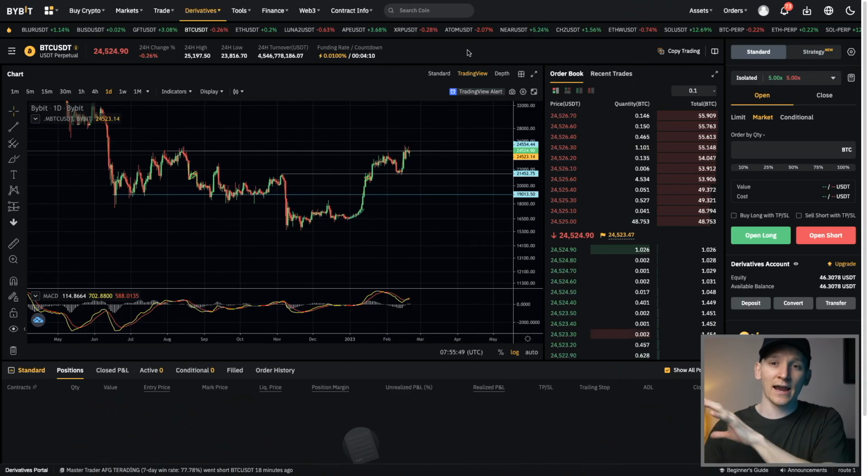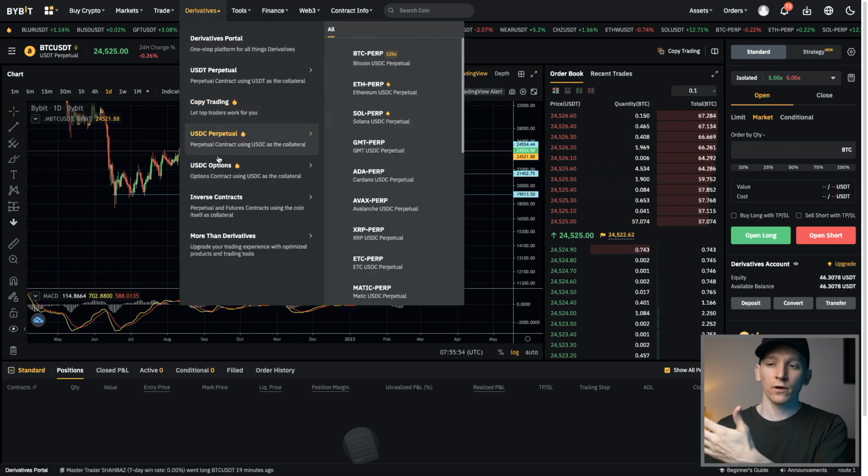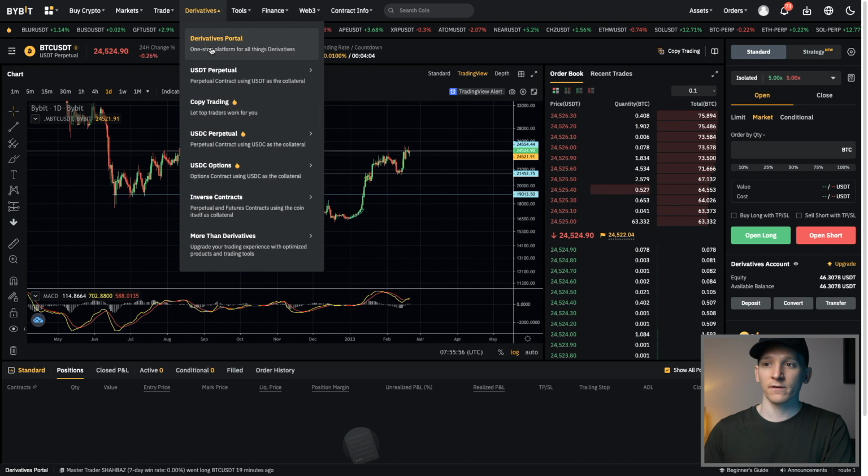Let's go through the derivatives trading screen then. You can get to this via any page in the Bybit platform if you just come up to the top and click derivatives. You've got a lot of different options right here, as you can see. So let's go through them.